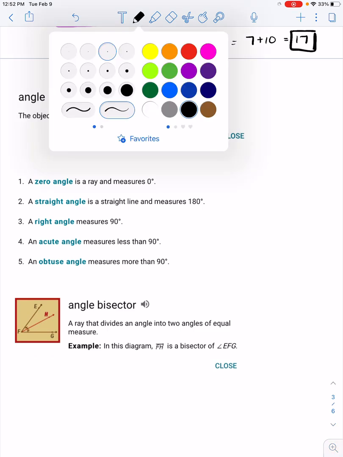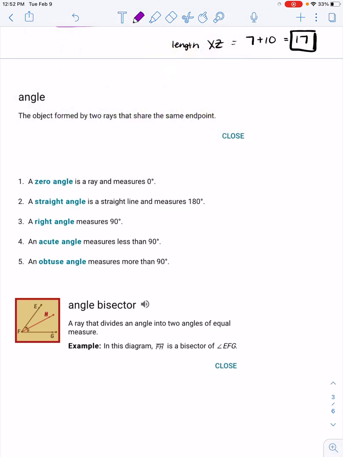So this is kind of a new definition, and this is huge. We use angles for a huge portion of what we do in geometry. So it says an angle is the object formed by two rays that share the same endpoint, okay? So if we think of what a ray is, here's an endpoint and it goes forever in one direction. So we kind of have an arrow. So I'll name this AB.